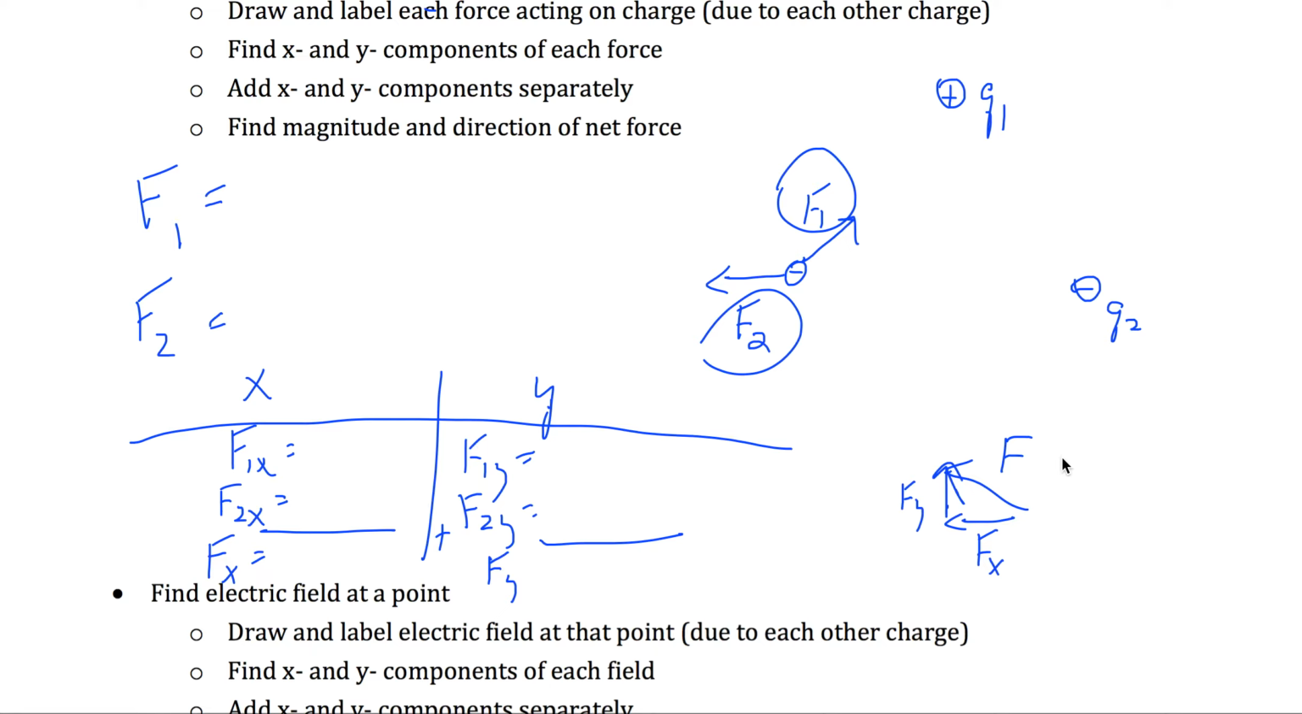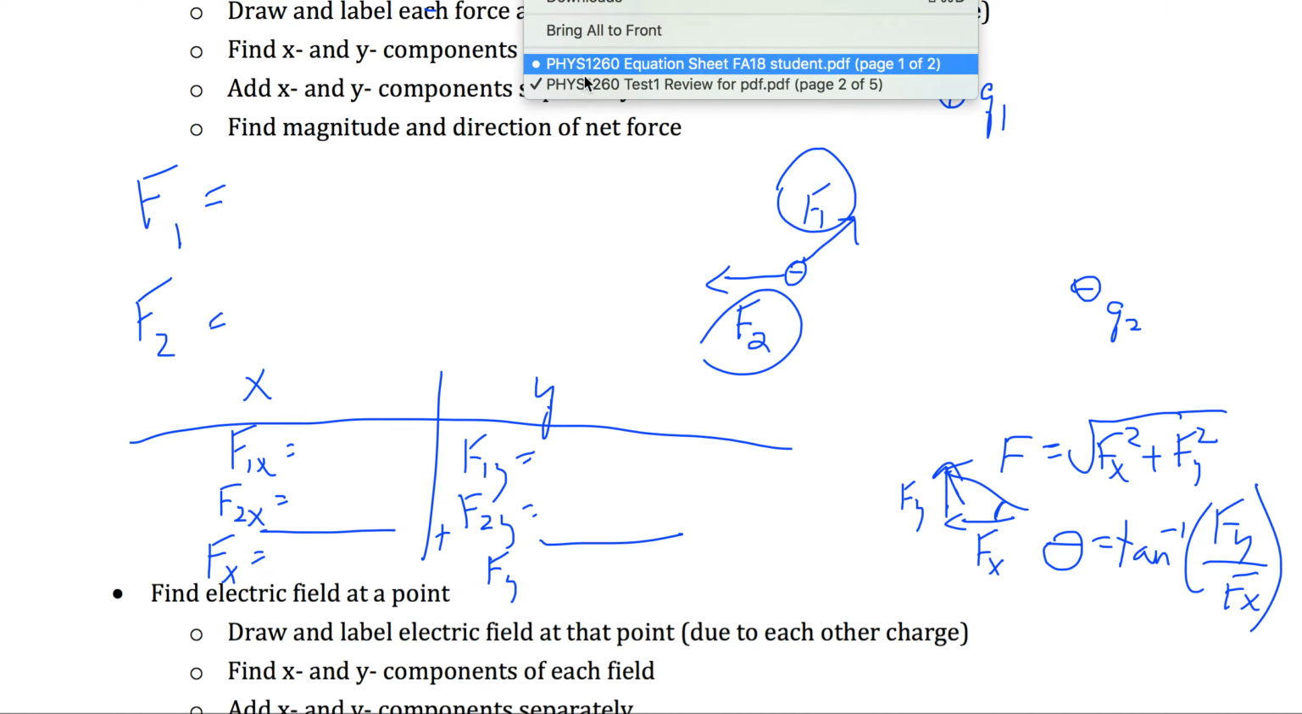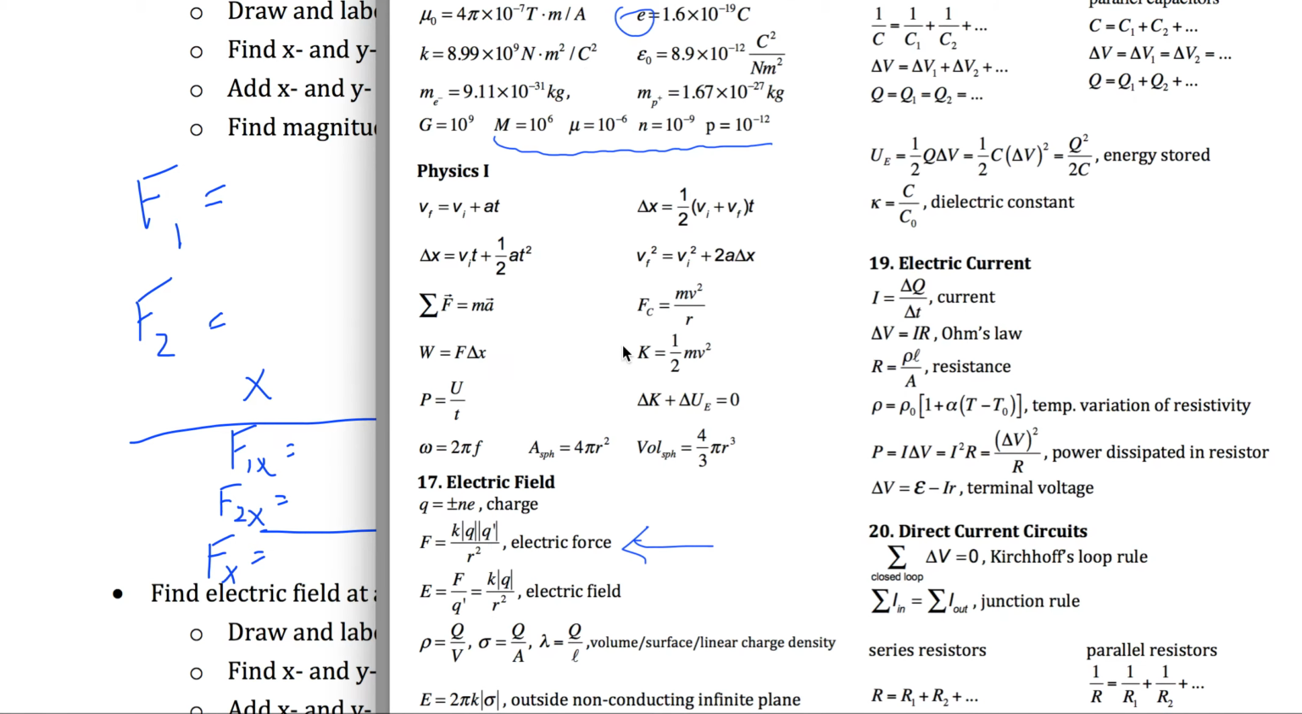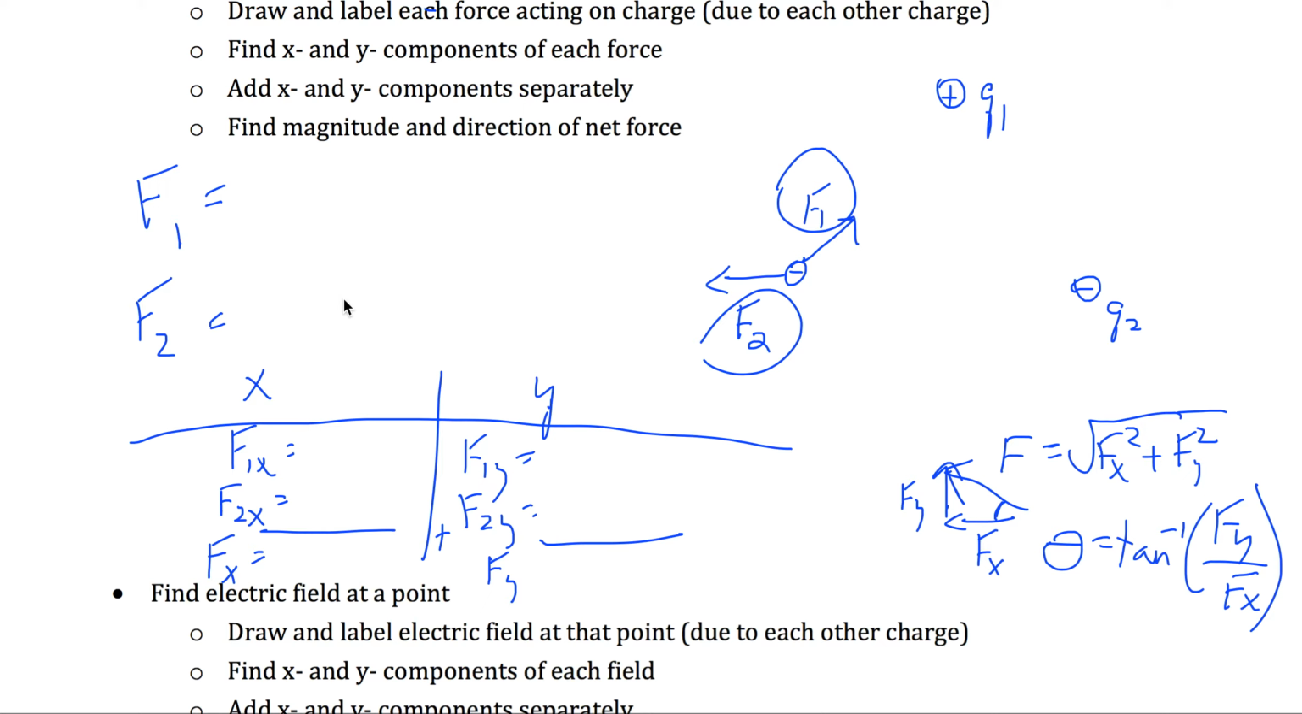And so that would go like this, Fx squared plus Fy squared. And then you would find this angle here. That would be theta. And that would be the inverse tan of the y over the x components. I don't think that these 2 equations are, no, those 2 equations are not on the equation sheet, so those you do have to know from Physics 1.